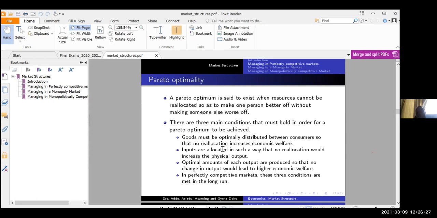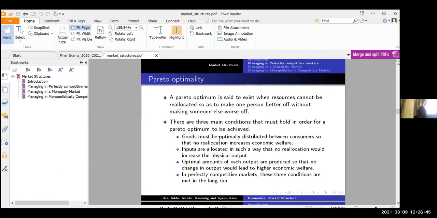Okay. So rationality is embedded in that. It's optimal, because if it's not optimal, then I should walk away and look for a better allocation. So goods must be optimally distributed between consumers so that no reallocation increases welfare. But if I can go somewhere else and get a better deal, then I should do that.